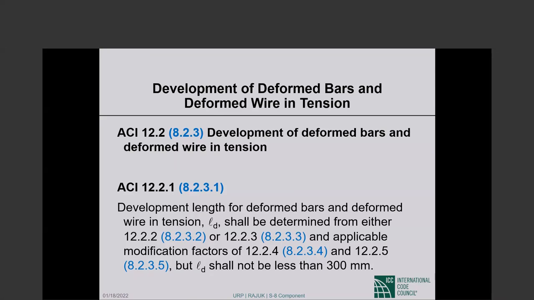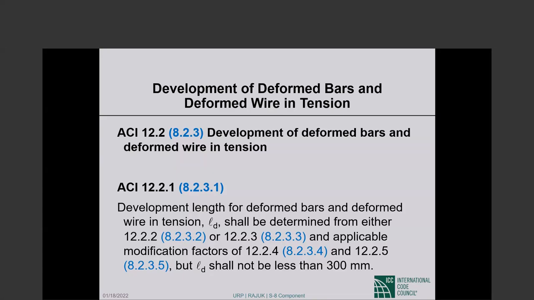Development length of deformed bars, also deformed wire, in tension shall be determined from either this section or that section, and applicable modification factors, etc. Importantly, L sub d shall not be less than 300 millimeters. This is an absolute minimum on development length of deformed bars in tension.